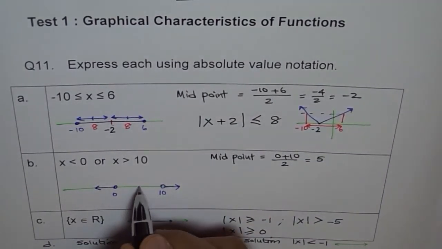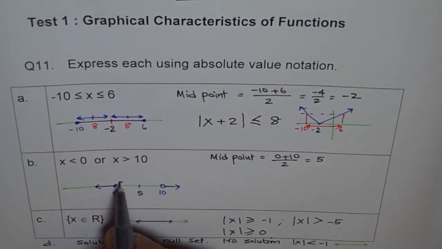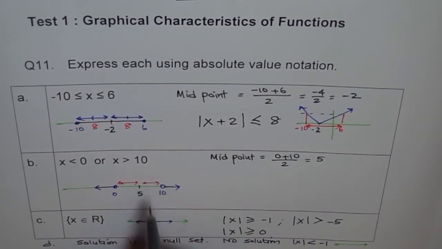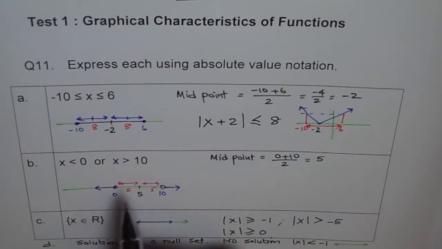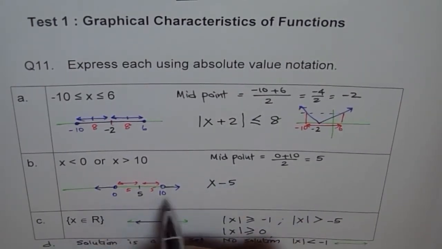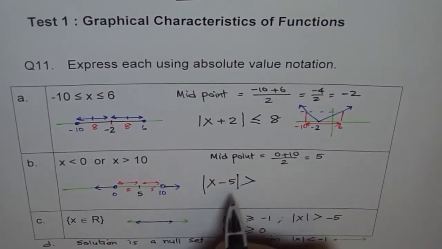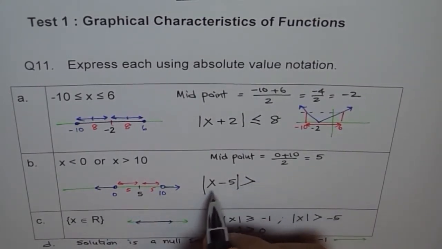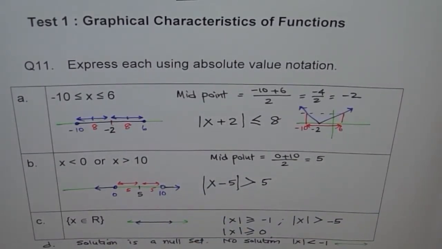And now if we have a midpoint here at 5, how far away are we from these two places? We are 5 units away, right? So what do we have? We need to translate our absolute function from 0 to 5. That means it becomes x minus 5, that is 5 units to the right. And we should be at least 5 units away, so greater than 5. So that is our absolute function, which represents this inequality.